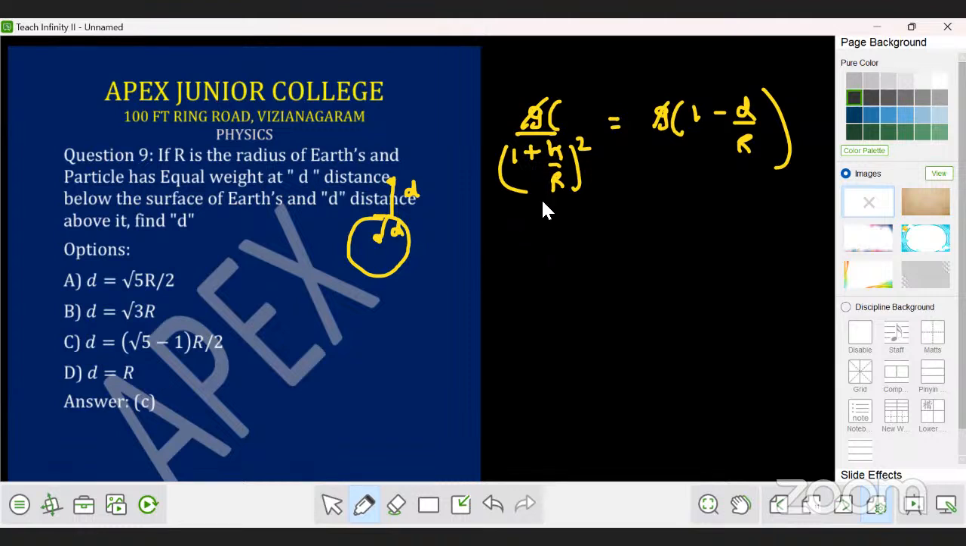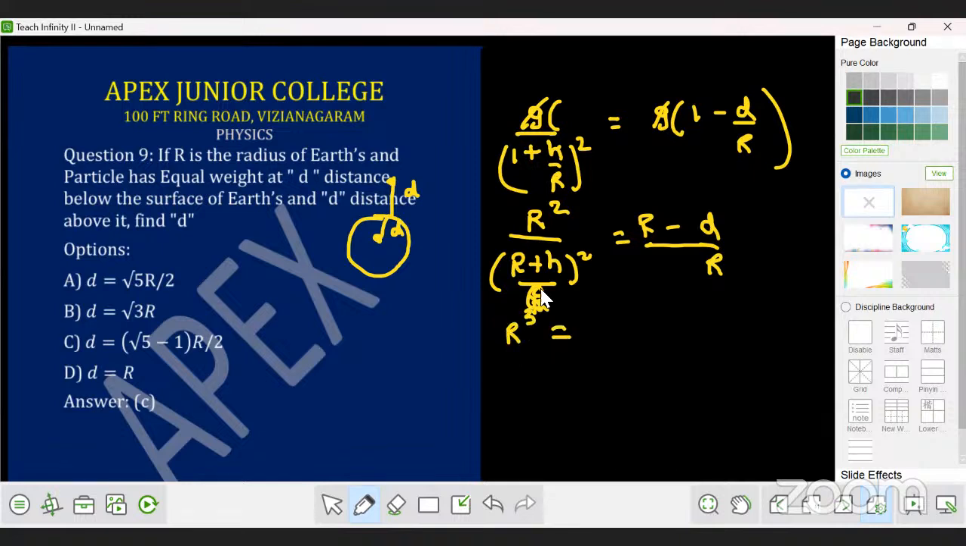And you can just write here 1 by, taking LCM inside the brackets, it will be r plus h by r whole square. That can be taken as r plus h whole square by r square, equal to 1 minus d by r. That can be taken as r minus d by r. Okay, by taking cross multiplication.